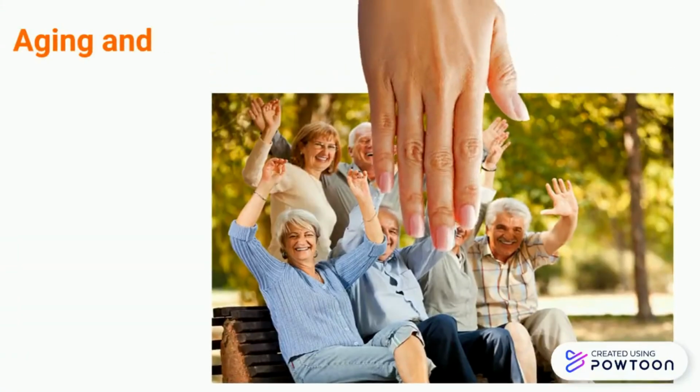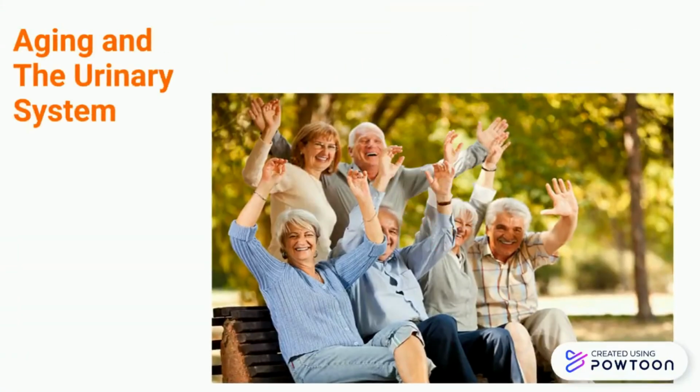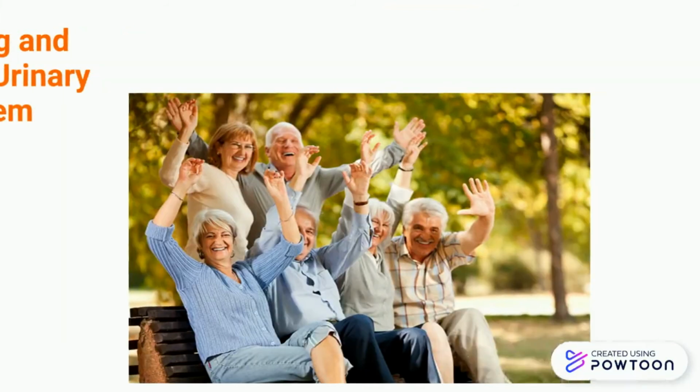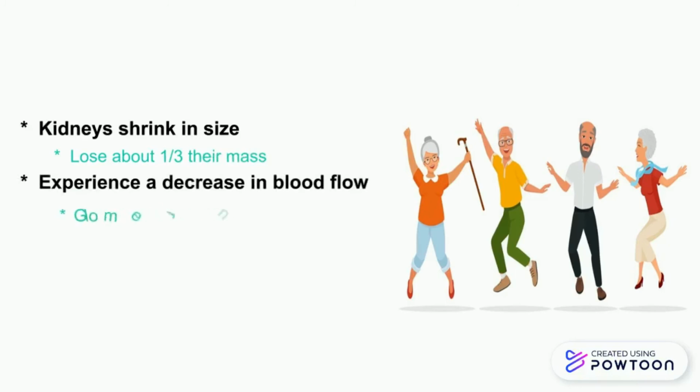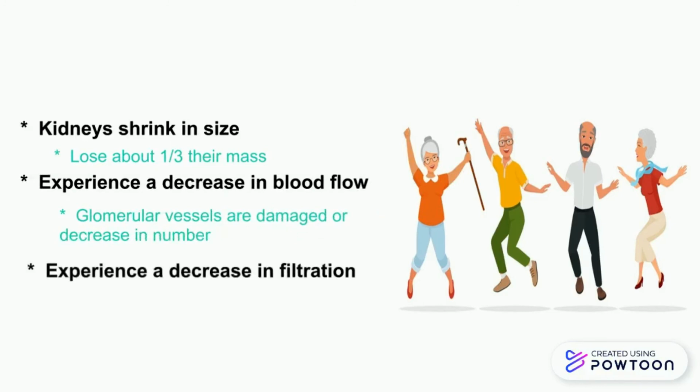Aging and the urinary system. Our kidneys will shrink in size, losing about 1/3 of their mass. Our kidneys will experience a decrease in blood flow, as glomerular vessels are damaged or decrease in number. And lastly, they experience a decrease in filtration.